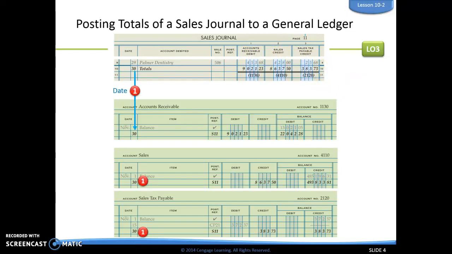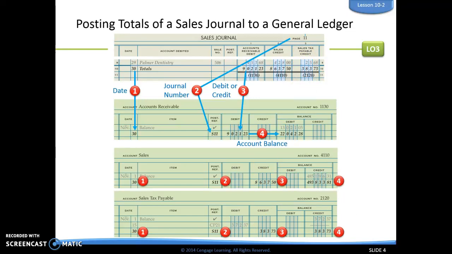So first we start with our date. Then we put in our post reference. Remember, S is for sales journal, 11 is for page 11. Accounts receivable, we are debiting that total. Sales, we are crediting that total. And sales tax payable, we are crediting that total.